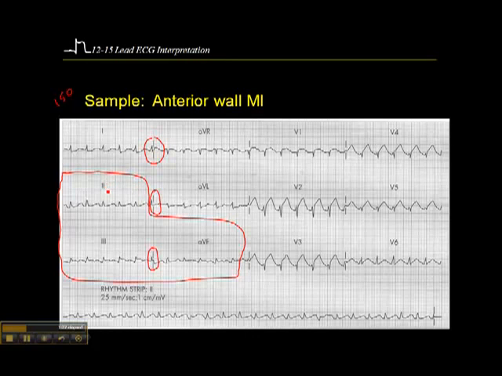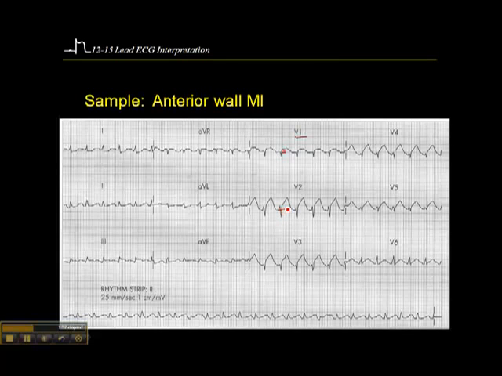So if we look at 2, 3, and AVF, I don't see any ST elevation in lead 2. Lead 3, it's kind of difficult to say. I don't see any ST elevation in AVF, so we can rule out an inferior wall MI. Then we'll look at the anterior leads, and if we look at V1, there's just a little bit of ST elevation there, probably about 1 millimeter.